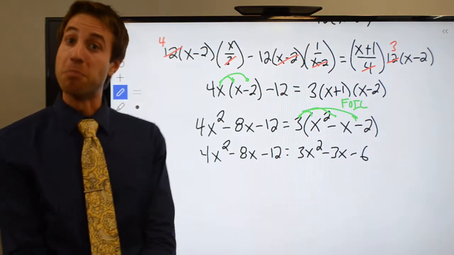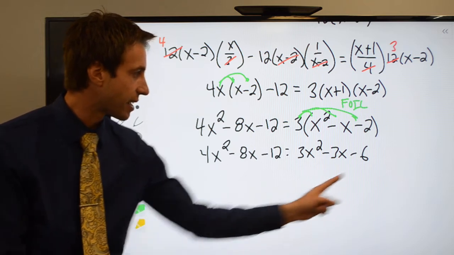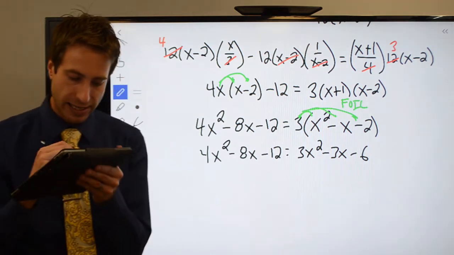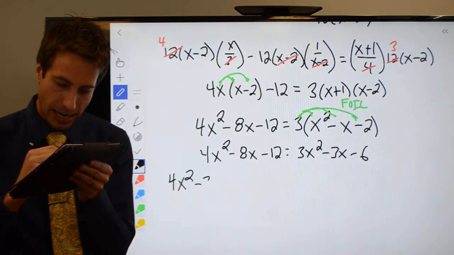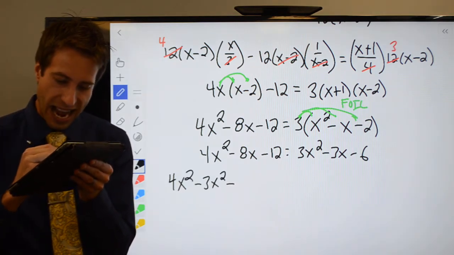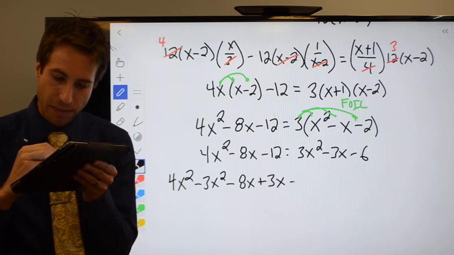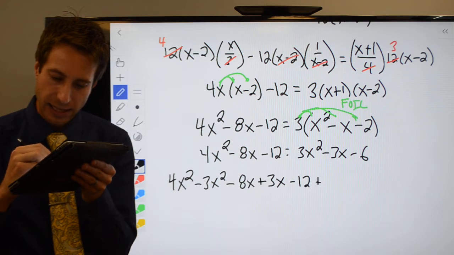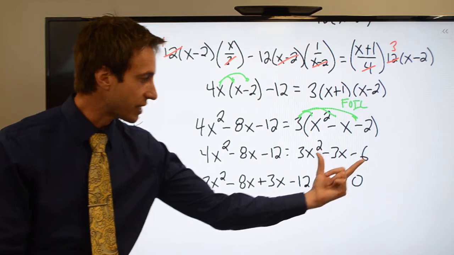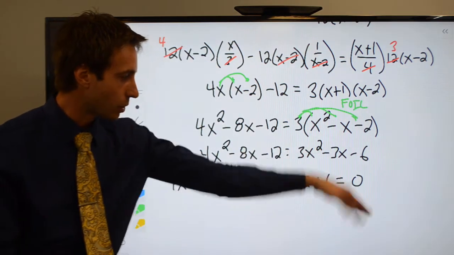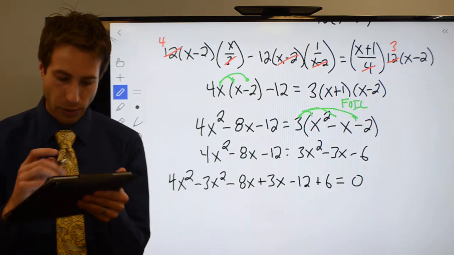Okay, here we go. I need to combine like terms. I'm just going to go ahead and move everybody on this side over. So that's going to give me a 4x squared. I'll subtract, so minus 3x squared. I have the negative 8x. I'll add 3x. I have the minus 12, and I'm going to add 6. That leaves me with a 0 over here on this side, right? I've taken all these guys and moved them over to this side, so I'm just left with a 0 over there. We'll combine like terms, and let's see what happens.